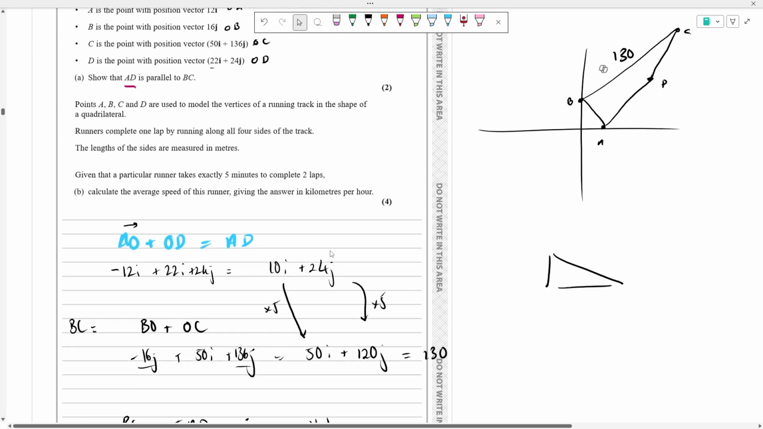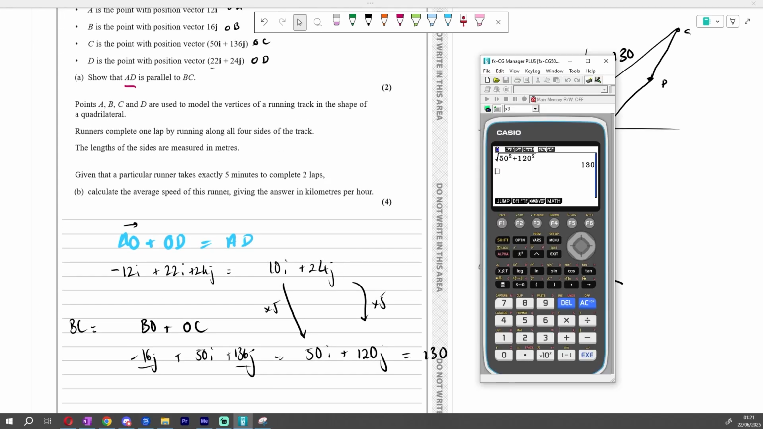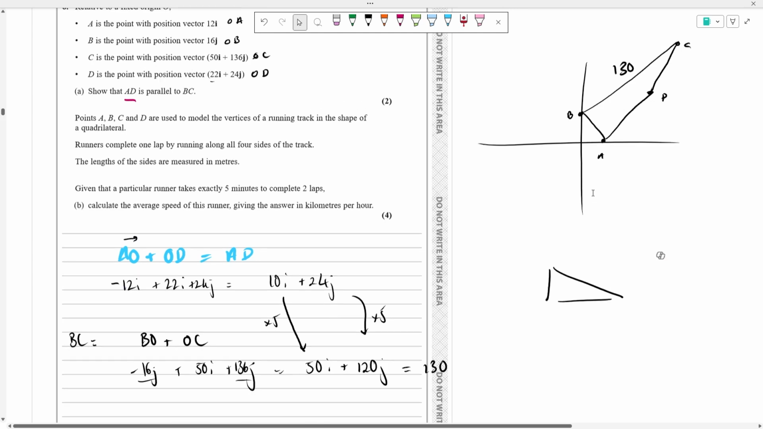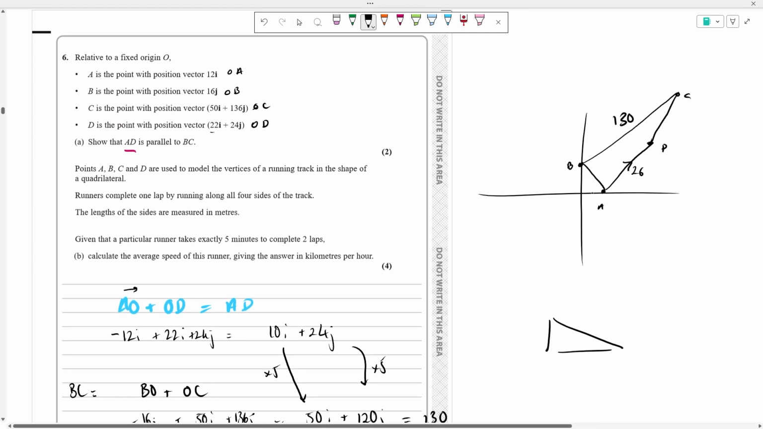We can do the same thing with AD. Well, we know AD is 10 and 24. I believe it probably is a Pythagoras triple as well, but I can't remember what the number is off the top of my head. 26. Okay, so that means that AD is 26.